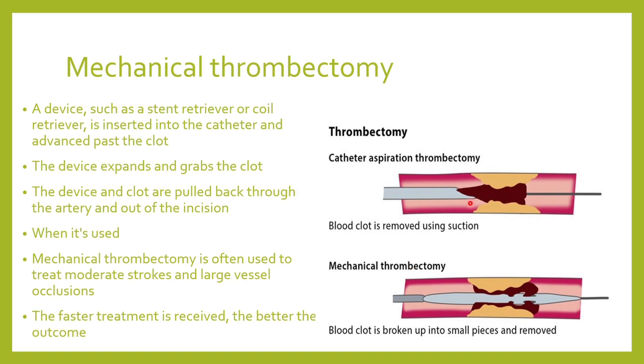So you can see here, this is the catheter aspiration which is pulling back. The clot is removed here by suction, and here you can see in the mechanical thrombectomy, the blood clot is broken up into small pieces and then it is removed. It is usually used to treat moderate strokes and large vessel occlusion. The faster the treatment is received, the better the outcome of this procedure.